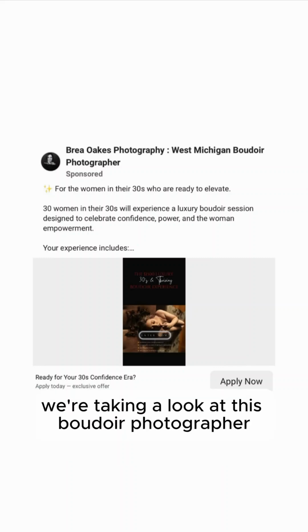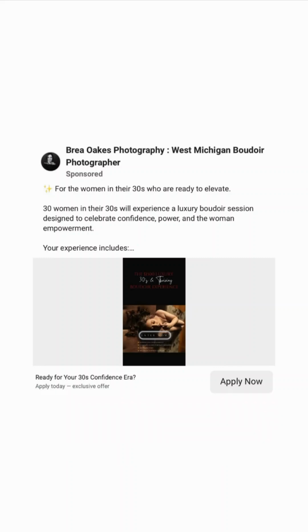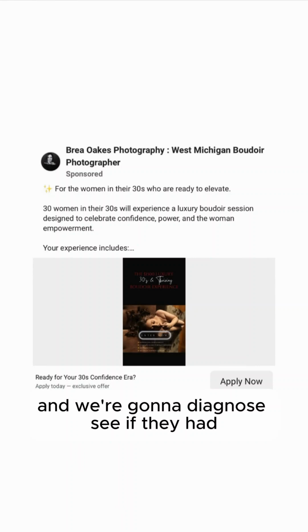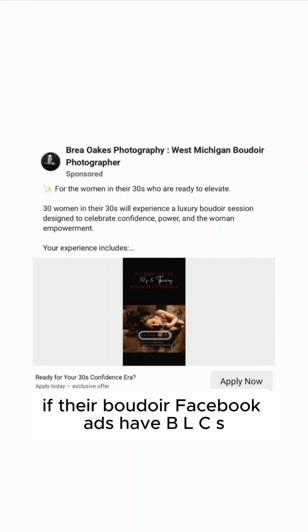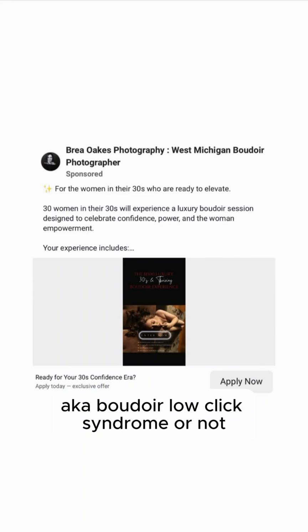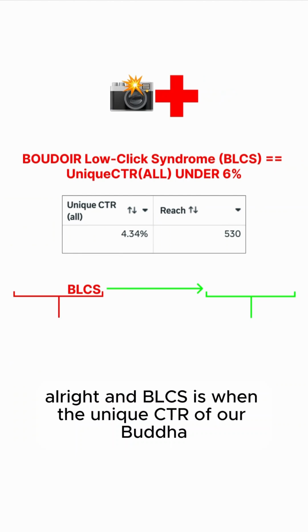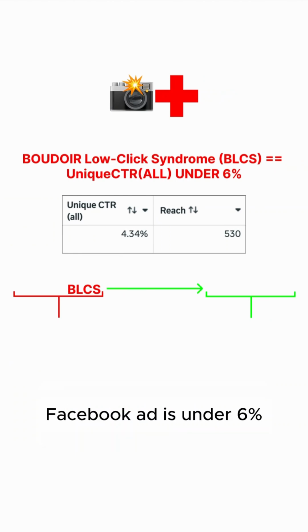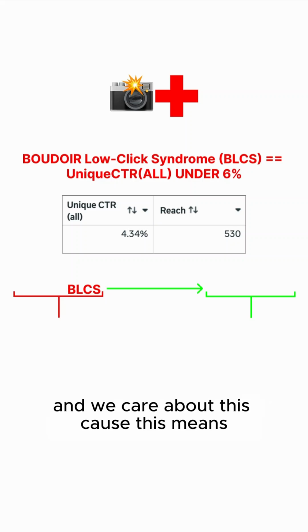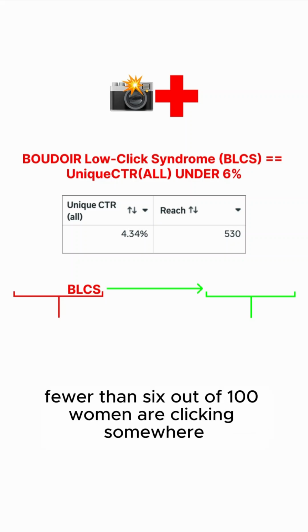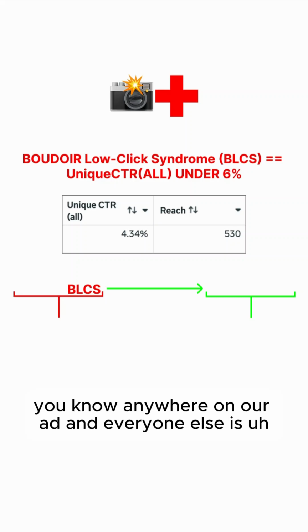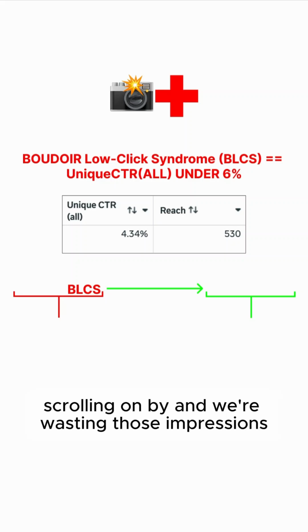All right, y'all, we're taking a look at this boudoir photographer, and we're going to diagnose if their boudoir Facebook ads have BLCS, aka boudoir low click syndrome, or not. BLCS is when the unique CTRL of our boudoir Facebook ad is under 6%. We care about this because this means fewer than 6 out of 100 women are clicking somewhere, anywhere on our ad, and everyone else is scrolling on by, and we're wasting those impressions.